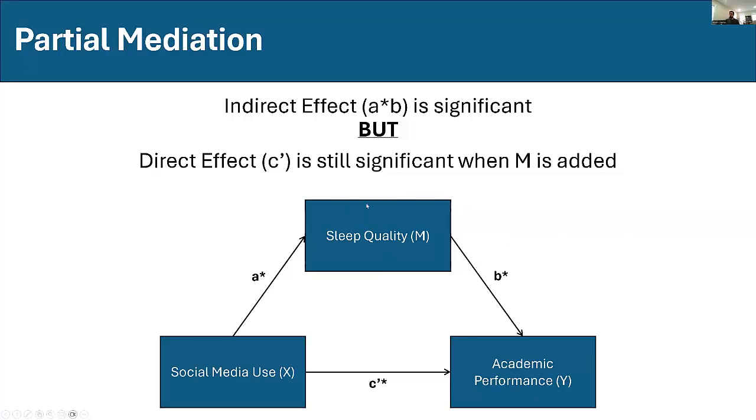This is sequential mediation, where sleep quality then affects something else before affecting academic performance. So you want to ask that question when you have partial mediation. Is there something that could be relevant here theoretically in the literature, through your literature reviews, that could influence this?